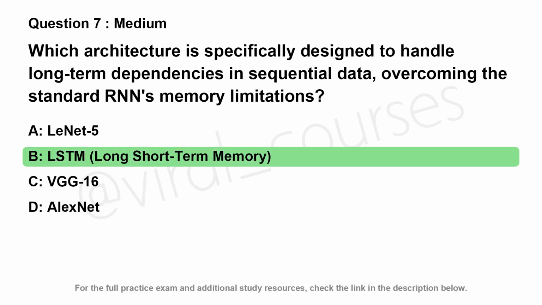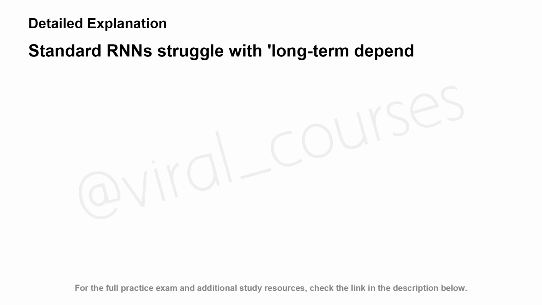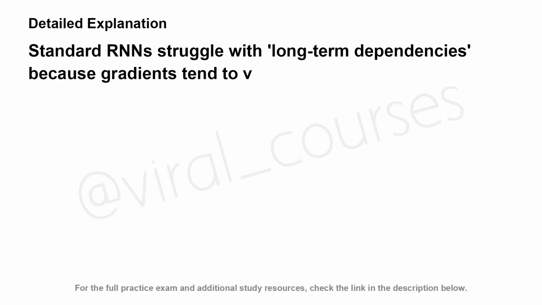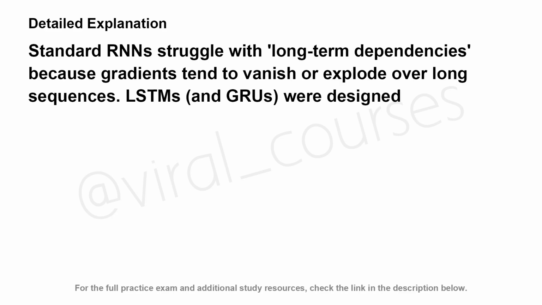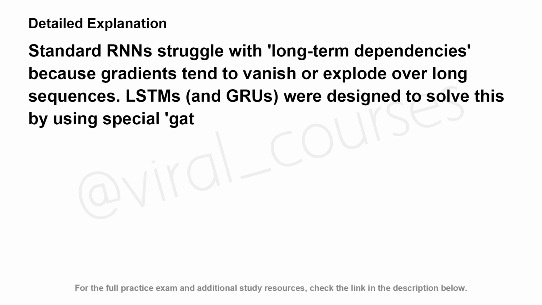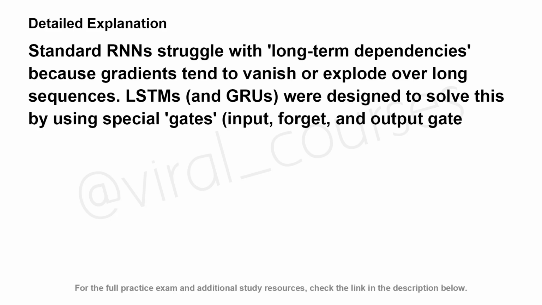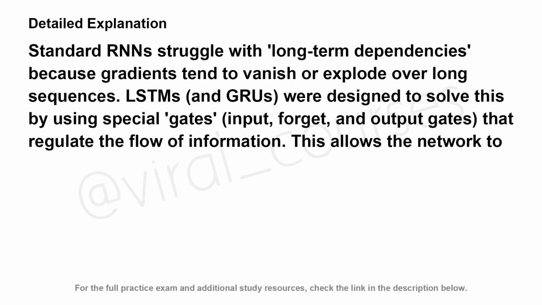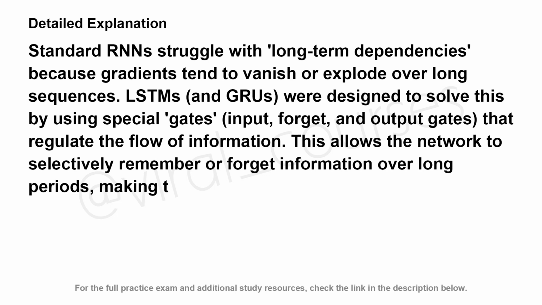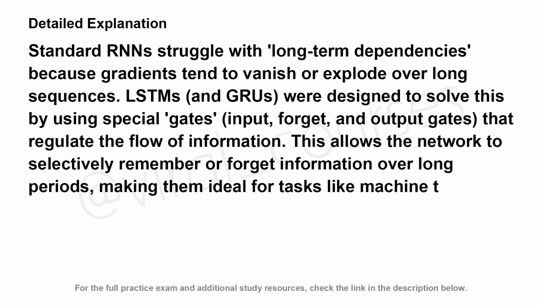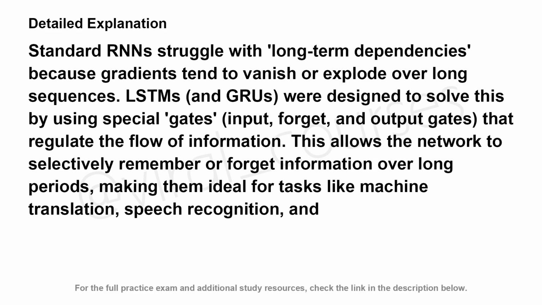The correct answer is B. Standard RNNs struggle with long-term dependencies because gradients tend to vanish or explode over long sequences. LSTMs and GRUs were designed to solve this by using special gates, input, forget, and output gates, that regulate the flow of information. This allows the network to selectively remember or forget information over long periods, making them ideal for tasks like machine translation, speech recognition, and time series forecasting.